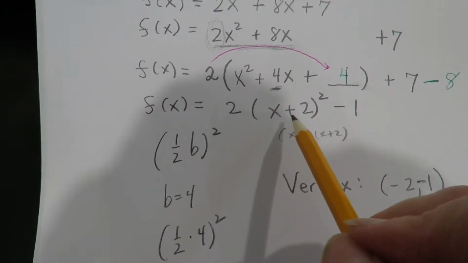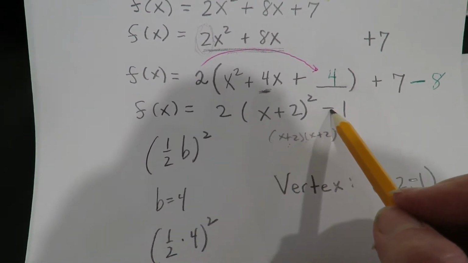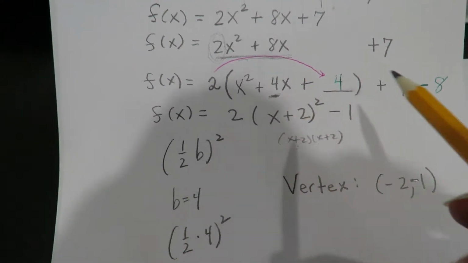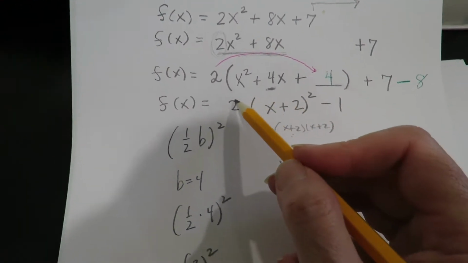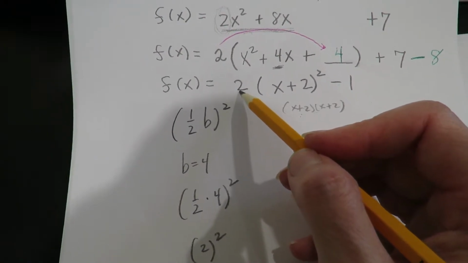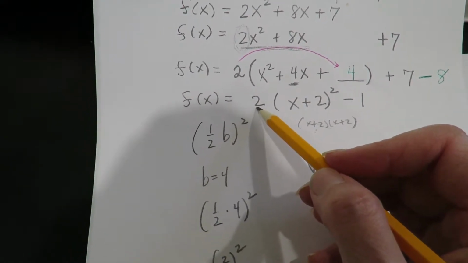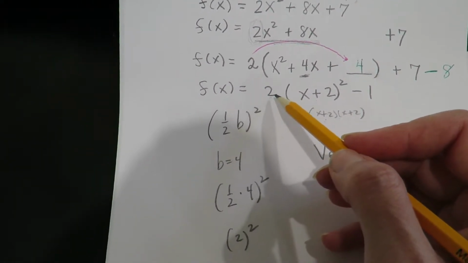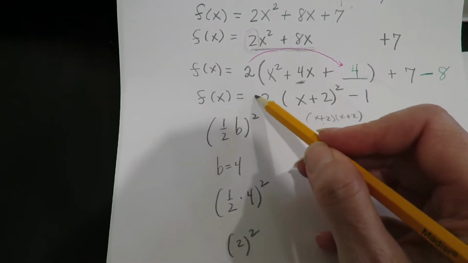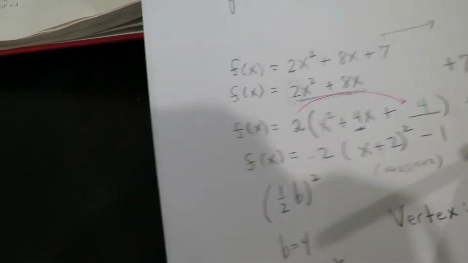So this moves 2 units to the left. Remember, it's always opposite the inside. And 1 unit down. So 2 units to the left, 1 unit down. And then this is being multiplied by 2, which means the parabola is going to be narrow because it's growing twice as fast. So it's shooting up faster than it normally would. So this parabola is narrow. And since it's a positive 2, it's also face up. It's face up, narrow, and shifted.